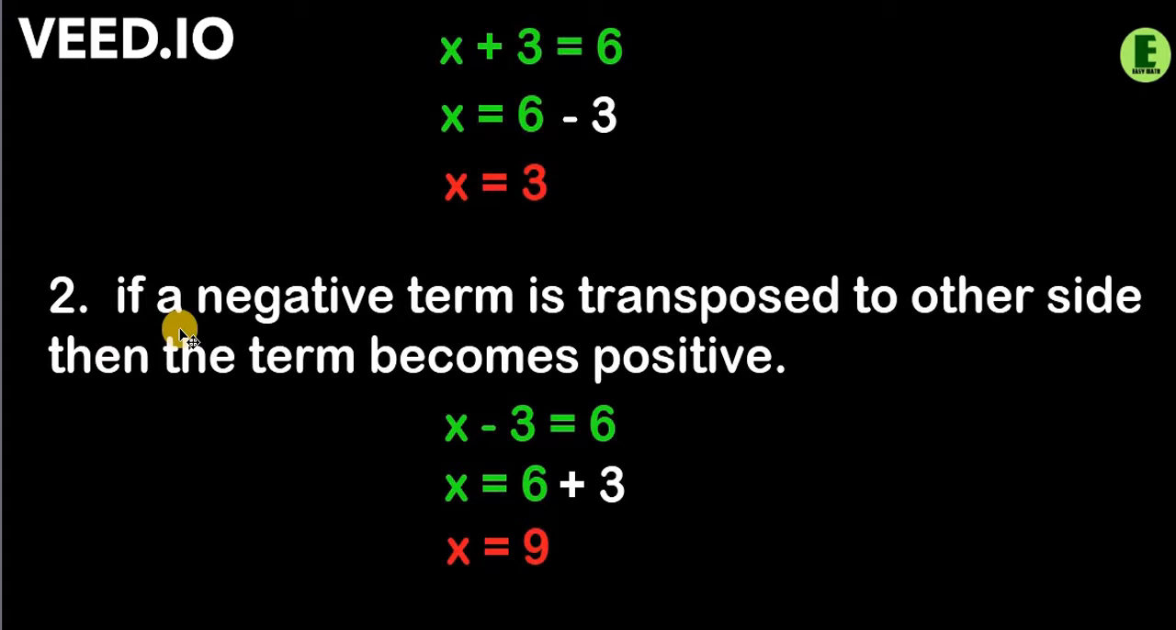Now our second point is, if a negative term is transposed to the other side, then the term becomes positive. Now we have an equation which says x minus 3 is equal to 6. So we are going to transpose minus 3 to the right hand side. On transposing, minus 3 will become plus 3. So x is equal to 6 plus 3, x is equal to 9.